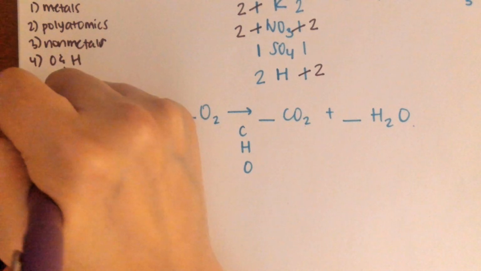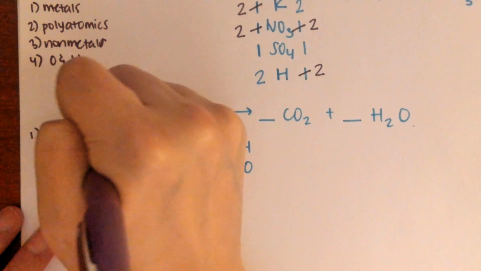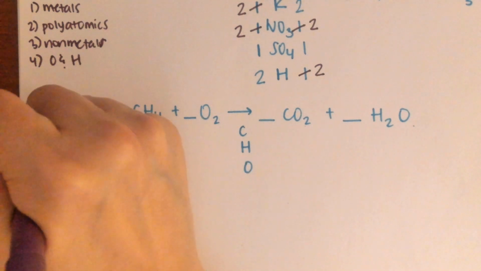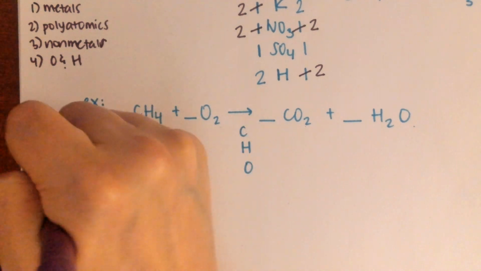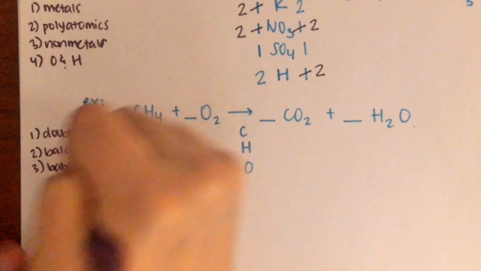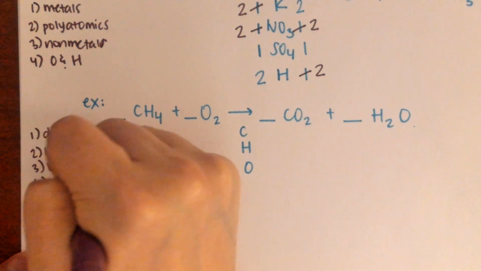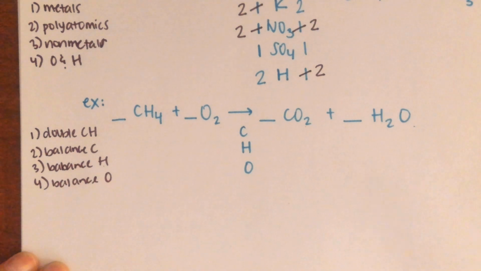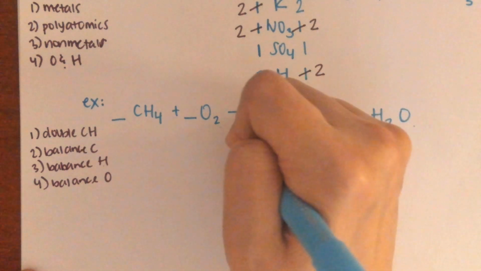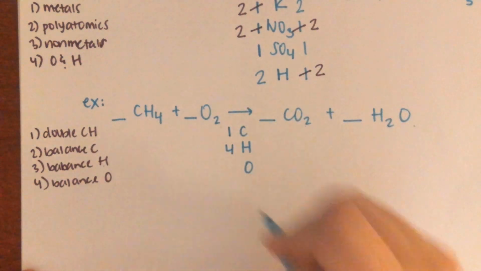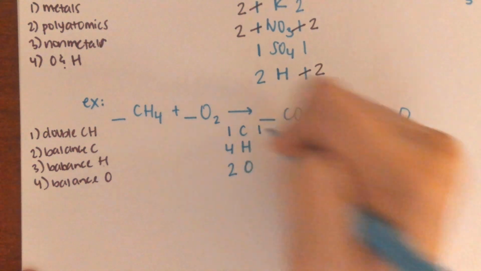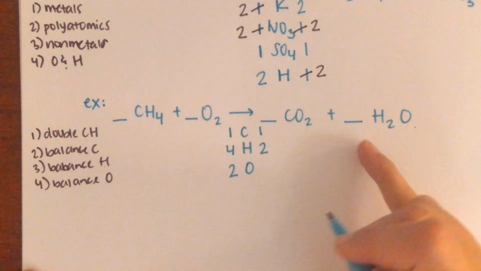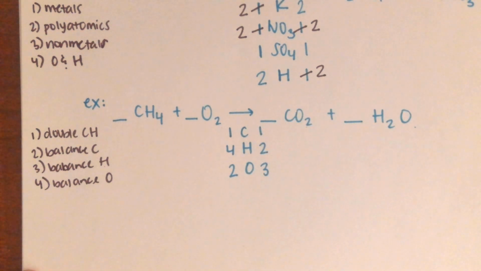So the first thing you should do is to double your hydrocarbon, whatever hydrocarbon that you have. And then you balance your C. Then you balance your H, and then you balance your O. Which is why I listed it like this. So carbon right now has 1, hydrogen has 4, and oxygen has 2 on the left side. On the other side, I have 1 carbon going out, 2 hydrogens going out, and then I have 1, 2, 3 oxygens going out.